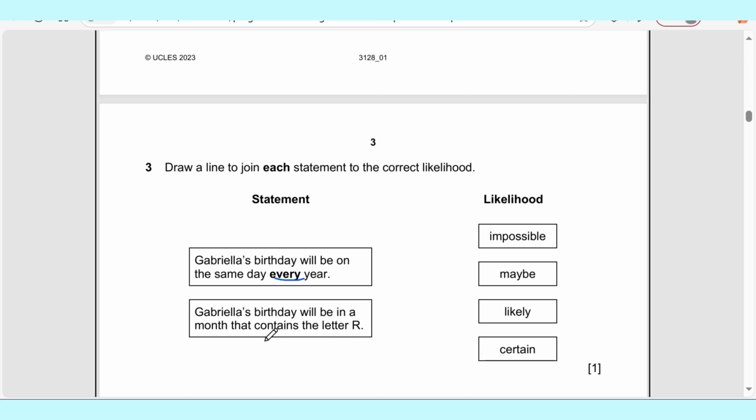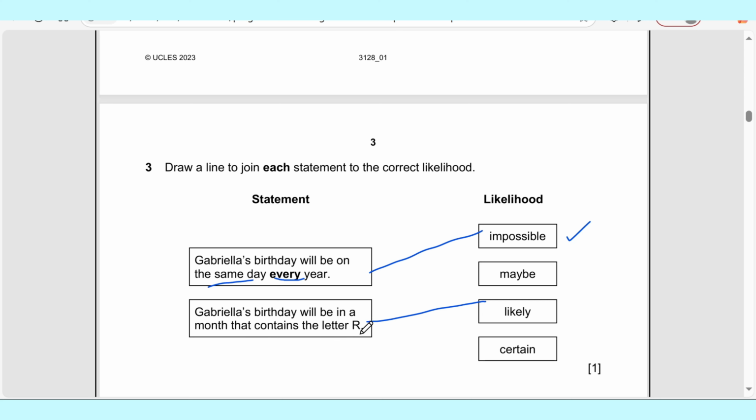So what is the answer, guys? Every year the same day, that is impossible. Now Gabriella's birthday will be in a month that contains the letter R. That will be likely. What is the explanation? The birthday on the same day every year is not going to ever happen. So that's the reason we answer impossible. Now Gabriella's birthday will be in a month that contains the letter R.